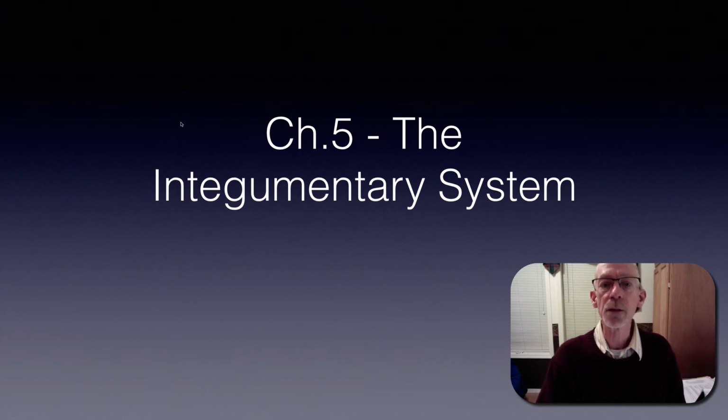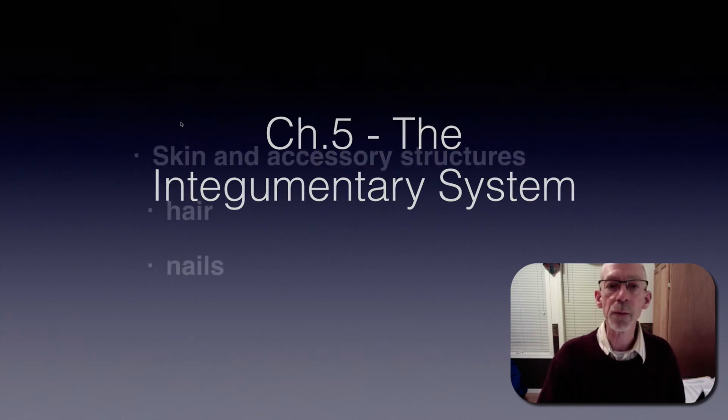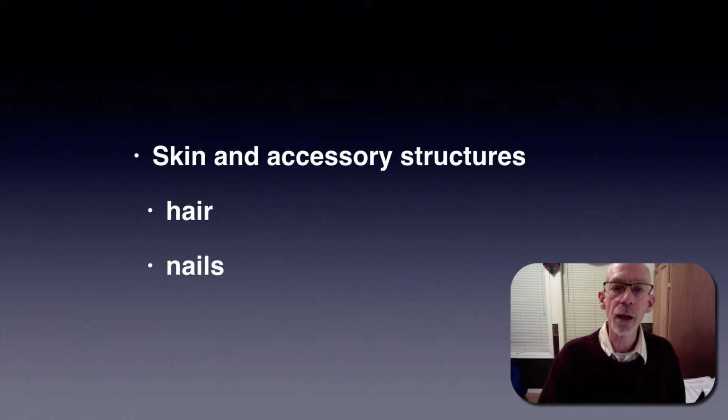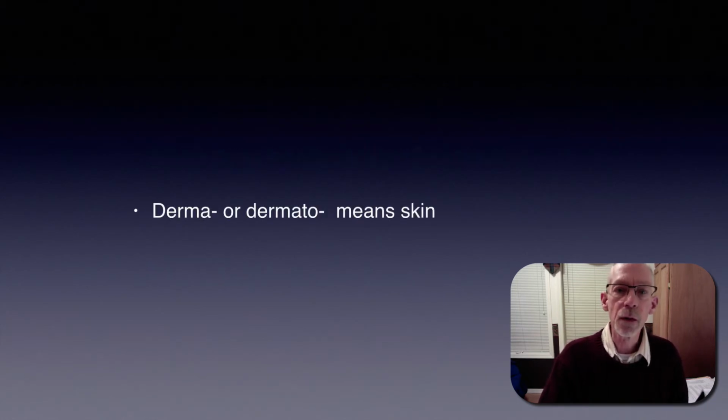Chapter 5 is titled the Integumentary System. This includes the skin and the accessory structures of hair and nails. Whenever you hear the root word derma or dermato, it's referring to skin. Let me give you some examples.